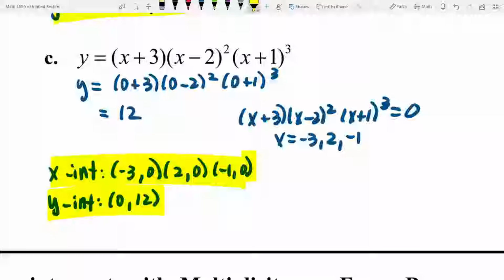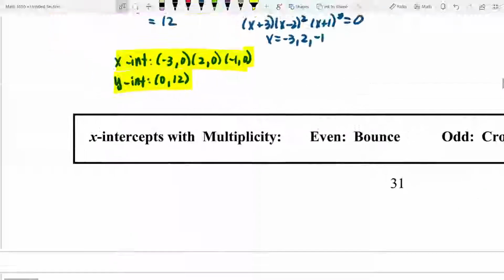Okay, good question. Yes, sir? So when finding the x-intercepts, we do need to write up that equation again, setting it equal to 0. Yeah, it does. I know it's a pain. But anyway, okay, look right here.